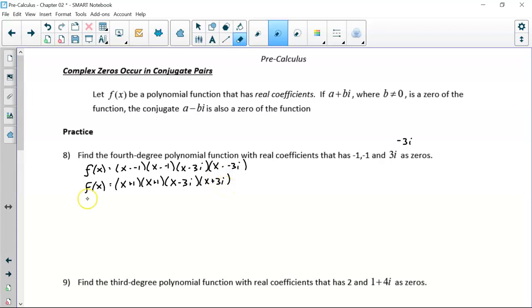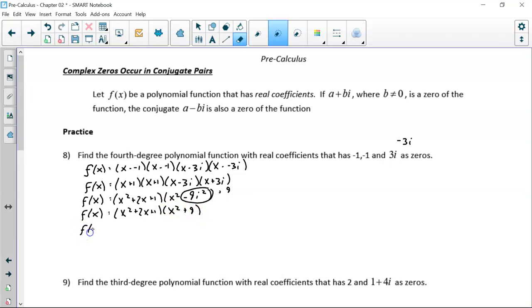So we're going to multiply these in pairs. I'm going to multiply the x plus 1s. It's x plus 1 squared, so it's going to be x squared plus 2x plus 1. And these are conjugates, so it's just going to be x squared minus 9i squared. So it's x squared plus 2x plus 1, and then it's going to be x squared minus 9 times -1, which is a positive 9. So it's x squared plus 9.